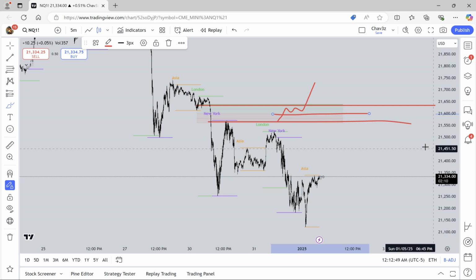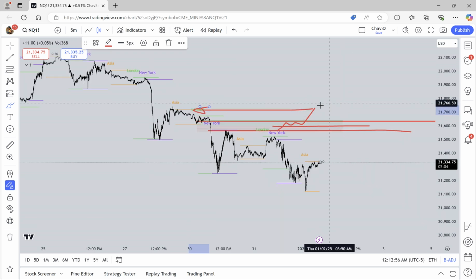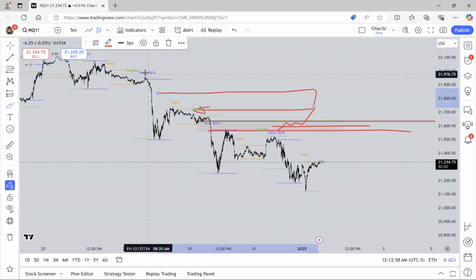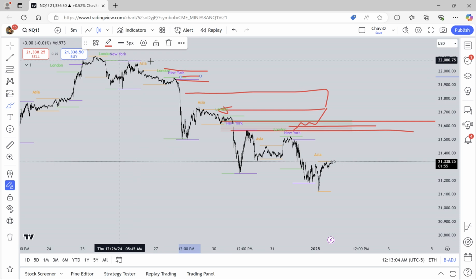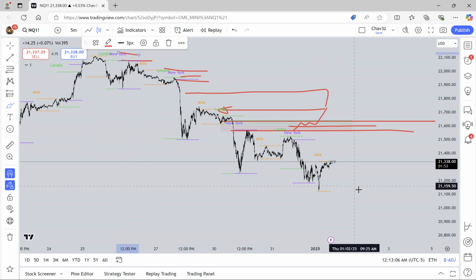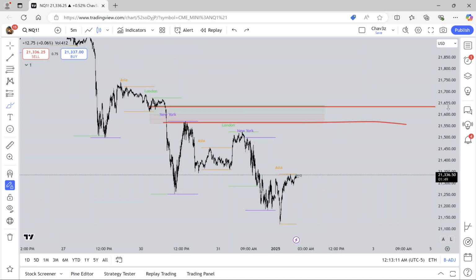This is where I wanted to take a long, and the long that I would have looked for would have been around this area to take me to Asia, and then after that would have been the equilibrium of this range, the 50% of this range, and then back to these highs up here would have been my take profits if we closed above the 4 hour. But what we did was what we anticipated.